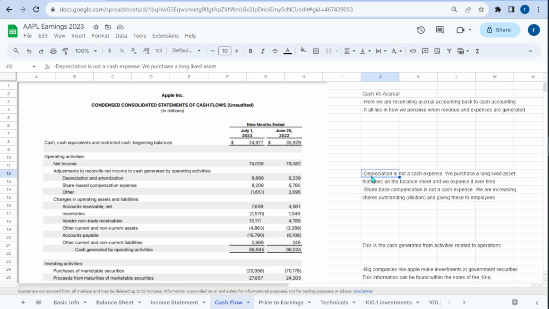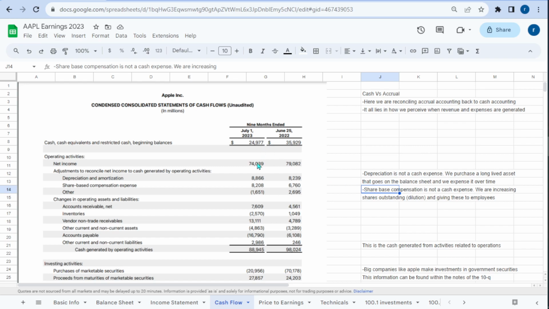But under accrual, we actually expense that. But then here in cash, nothing is actually going out. So we add that back in, if that makes any sense. And share-based compensation is kind of the same idea, where we're paying employees with equity. So there's actually no cash going out. So we add that back in.